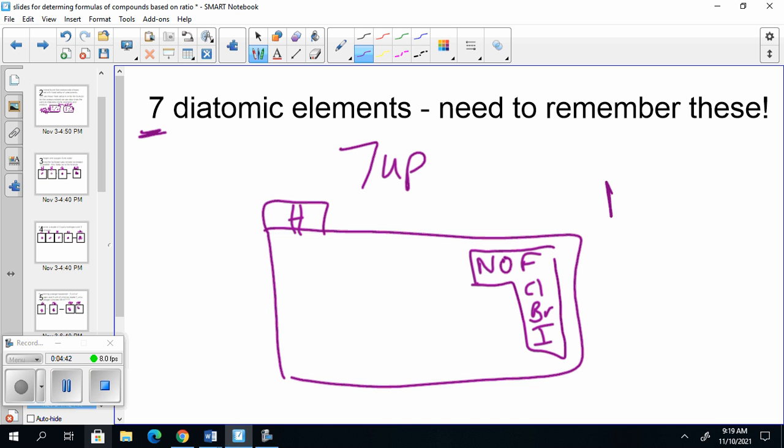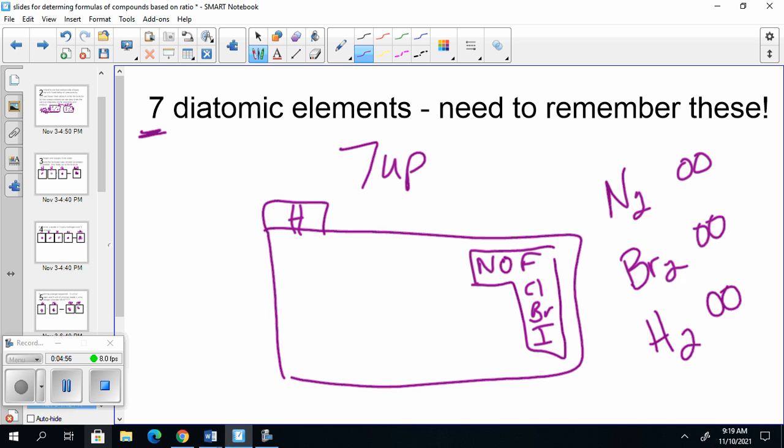So that means all of those. Like if I wrote nitrogen, it would be N2. If I draw it, I draw 2 atoms connected. Bromine, Br2. Draw the 2 connected. Hydrogen, H2. Draw the 2 connected. Those are the 7 diatomics, and you have to remember them.